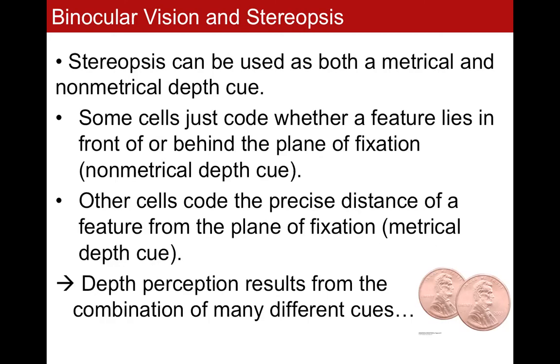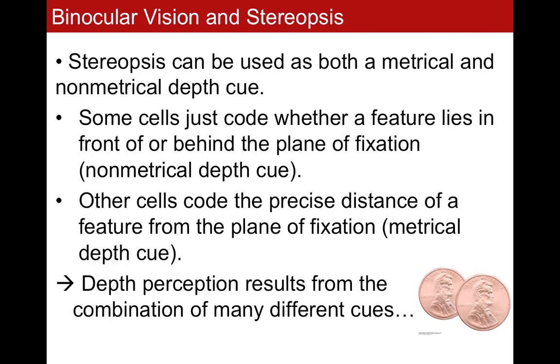So using these depth cues, stereopsis can be used as metrical and non-metrical depth cues. Some cells in your visual cortex are just going to code whether a feature is in front of or behind a plane of fixation, and that's only going to tell you non-metrical information. But there are other cells, as we know, there's tons of different cells, that code the precise distance of whatever feature from the plane of fixation, giving you a metrical depth cue there. So depth perception, again, results from combining lots of different cues together, right?